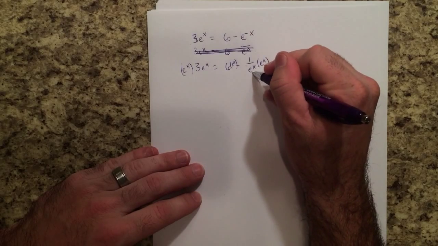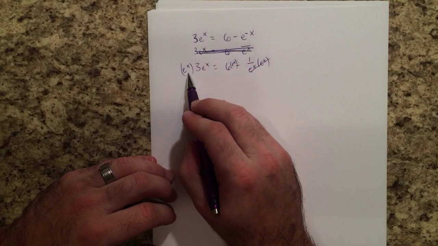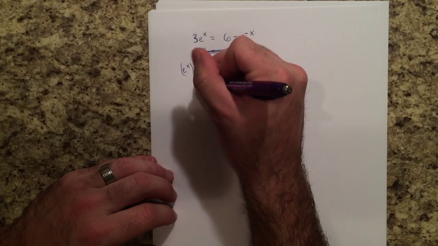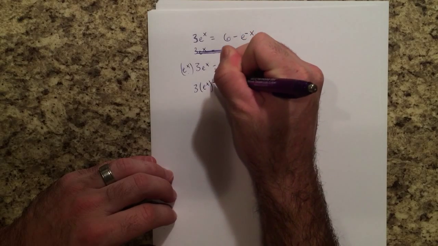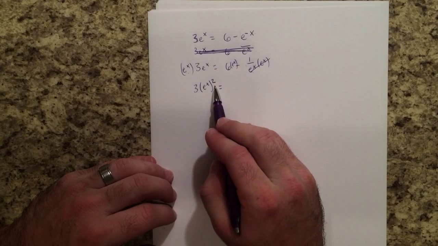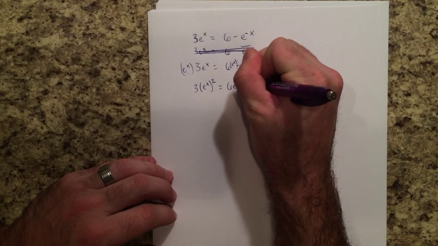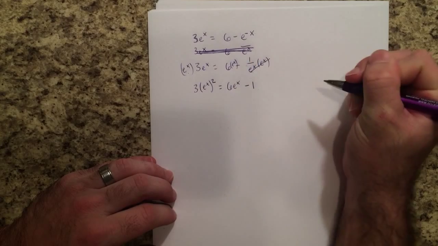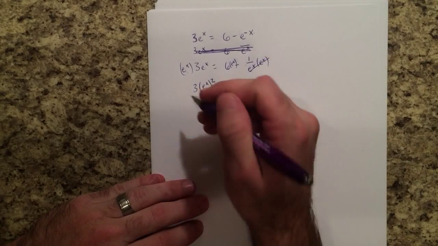So if I'm dividing by e to the x and multiplying by e to the x, that cancels. I have e to the x and e to the x, so that kind of gives me 3e to the x squared, and that's just a different way of thinking about it. But I have 2 e to the x's, so I have e to the x squared. And then now I have 6e to the x minus 1.